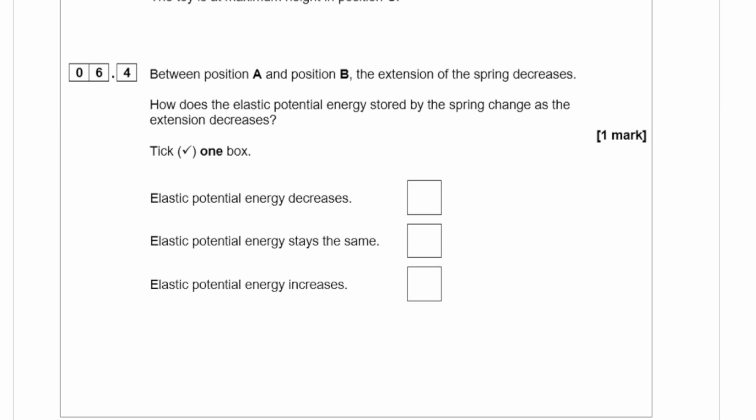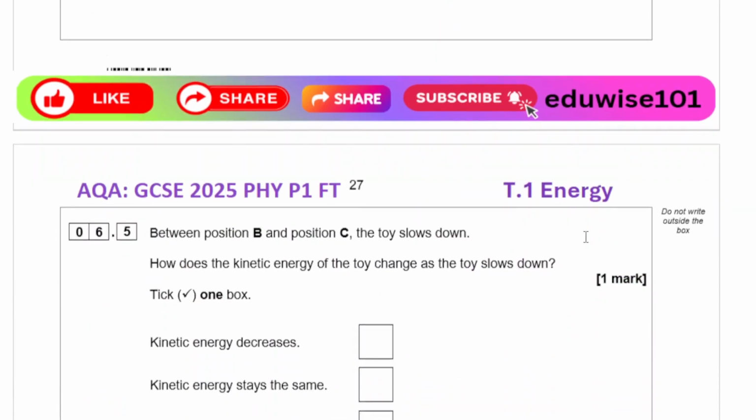The elastic potential energy should actually decrease because it's not being stretched. Instead, it's been converted to GPE.